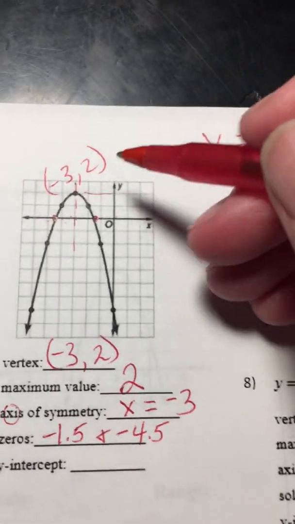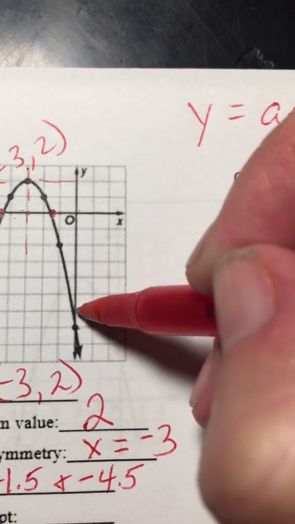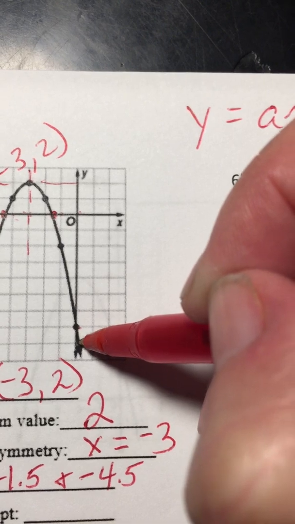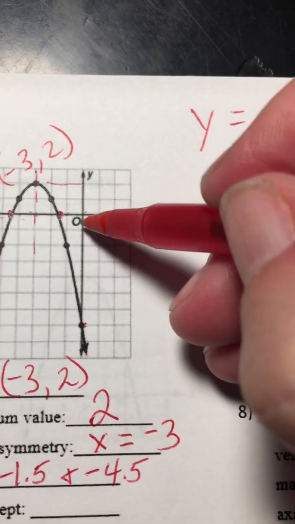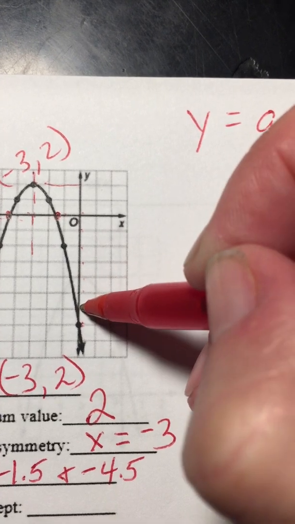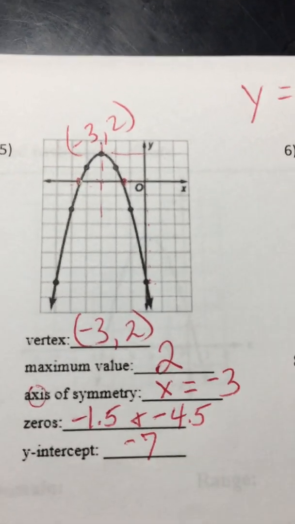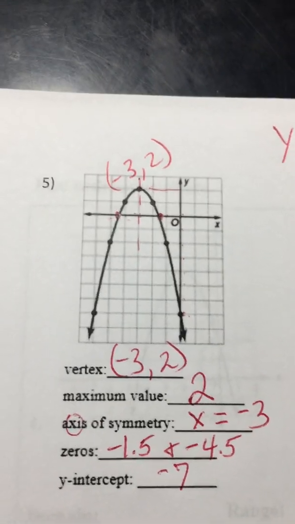The y-intercept is where it's crossing the y-axis. If you come down here and look really closely, you can see that point right there. That one's a little bit to the left of it. This one's a little bit to the right. So it's right there where that point is. So count down. -1, -2, -3, -4, -5, -6, -7. So my y-intercept is at -7. That's where it's crossing the y-axis. So those are the attributes.